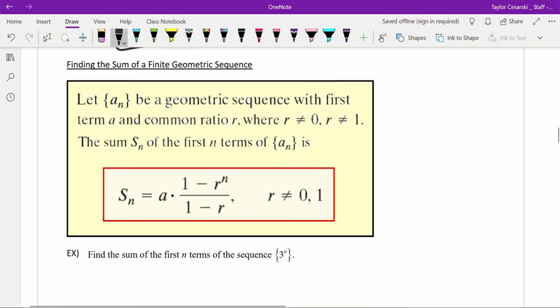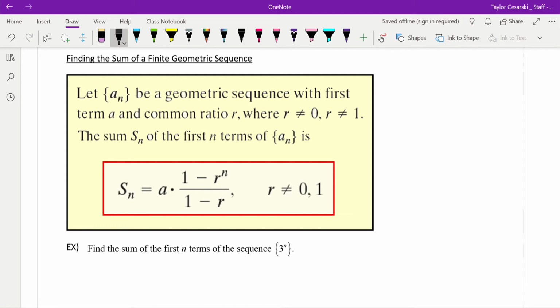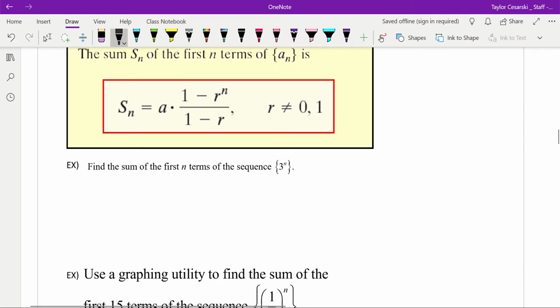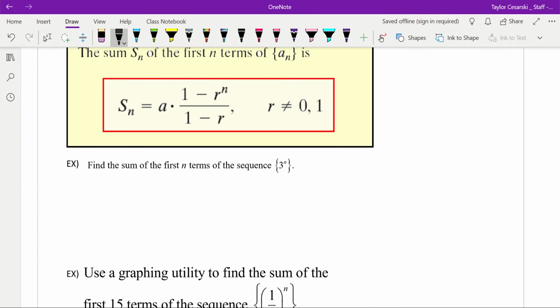Okay, so to find the sum of a finite geometric sequence, finite meaning it ends, it has an endpoint, it's not infinite. This is your formula, okay? A is your first term, R is your common ratio, and N. So find the sum of the first n terms of the sequence 3 to the n power. This one is not going to end up being a number because you don't know how many terms. However, you could set this up, and then, for example, if it asks you to find the sum of the first 20 terms, you would have a formula to use. So this is mainly just to practice how to set this up.